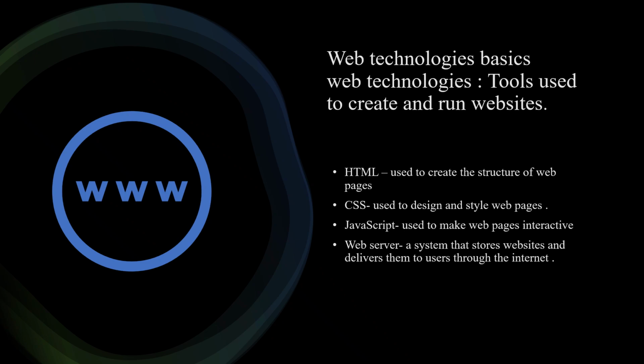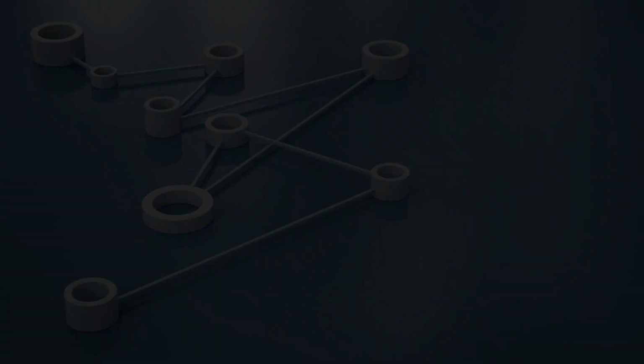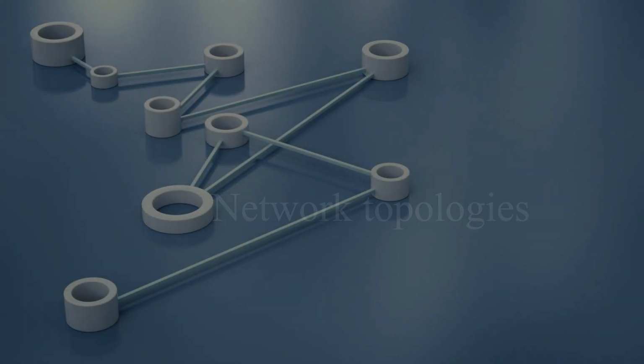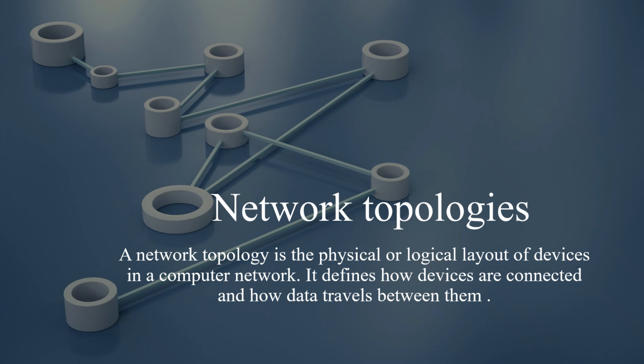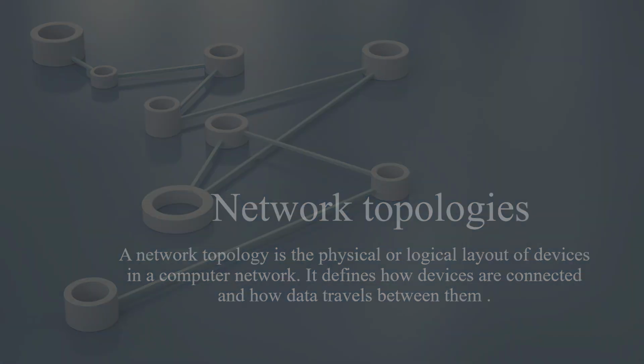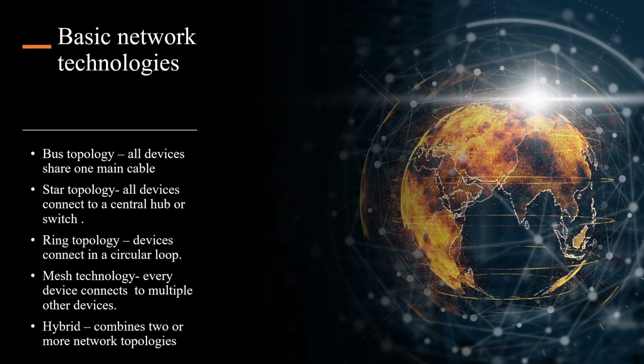Network topologies. A network topology describes how devices are connected. The main topologies are bus, star, ring, mesh, and hybrid. Each topology has its own advantages depending on the network requirements. Okay, let's move to the next slide.